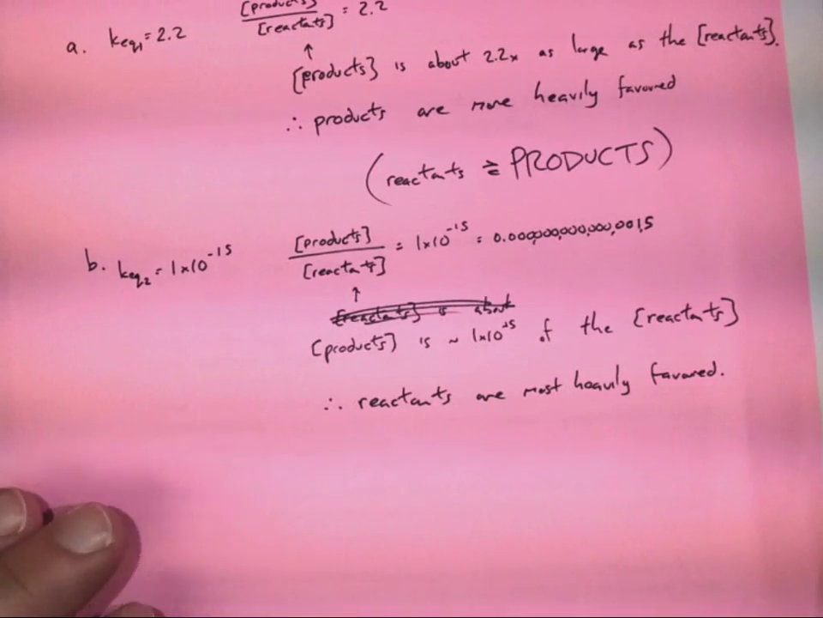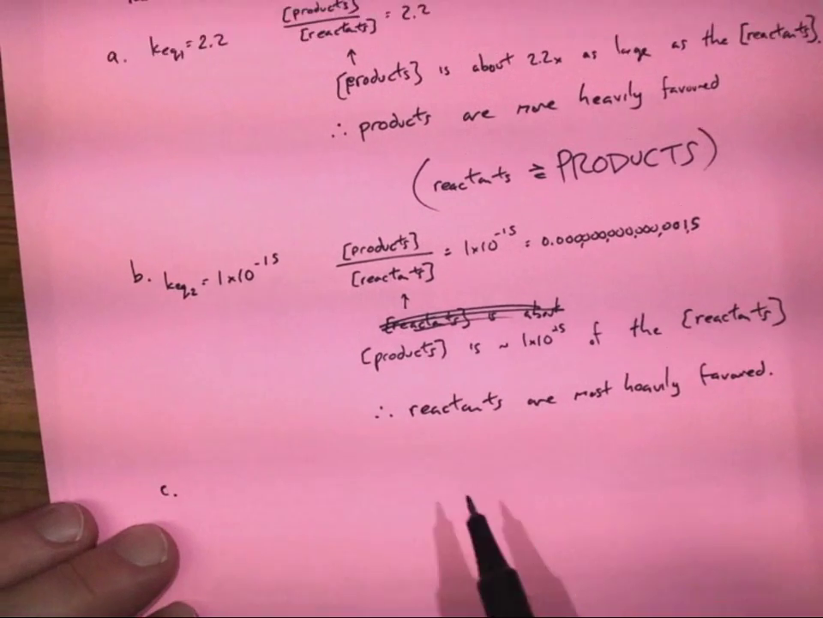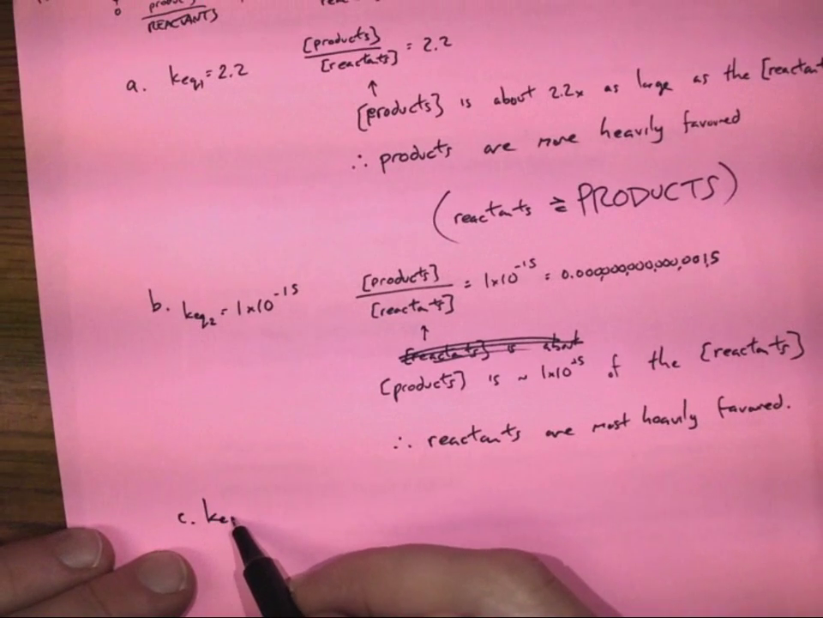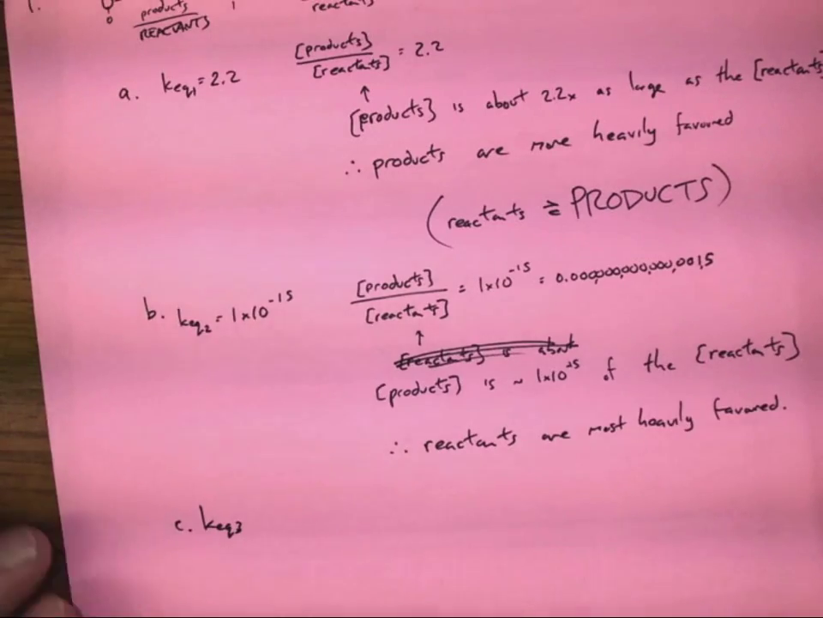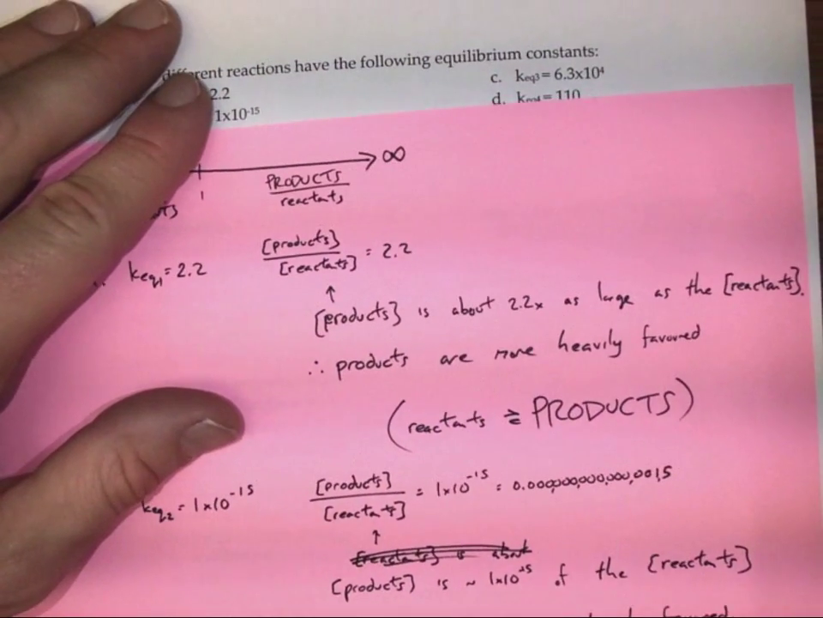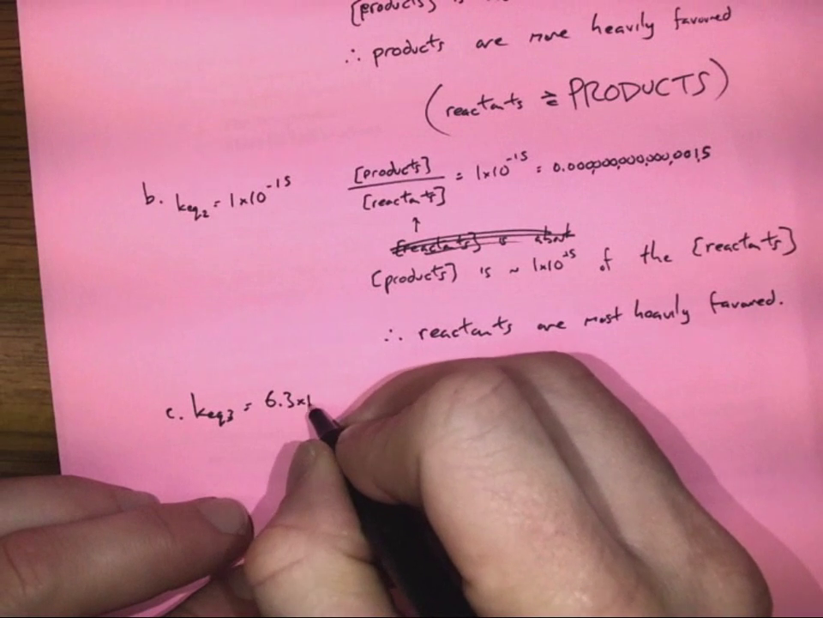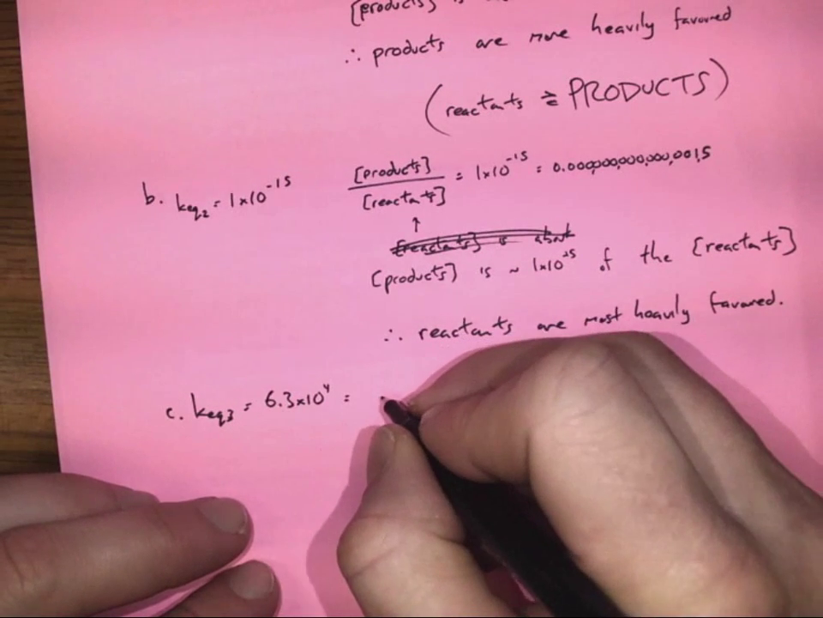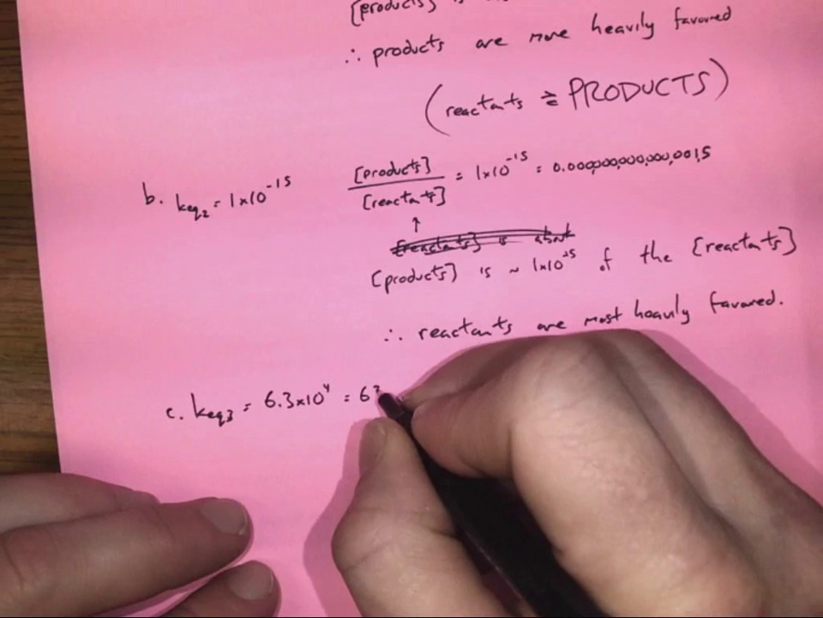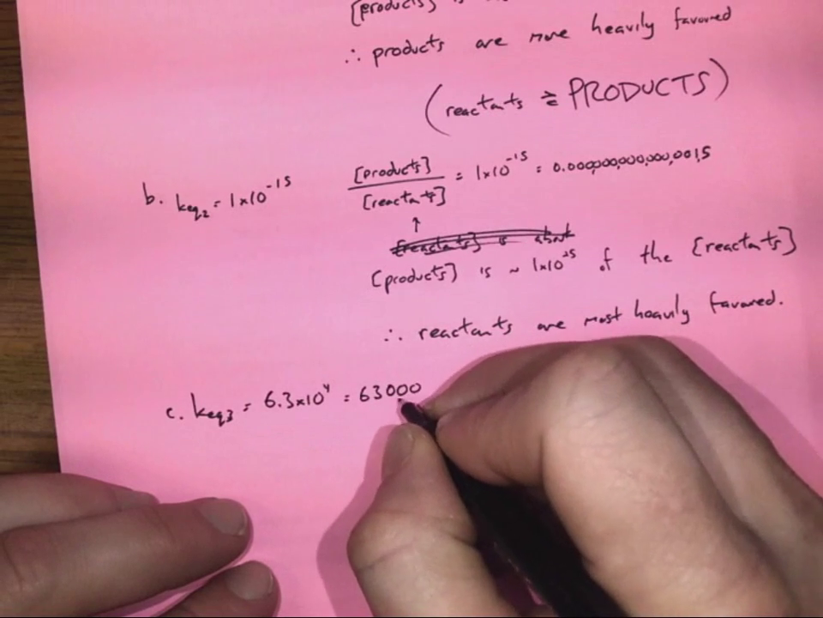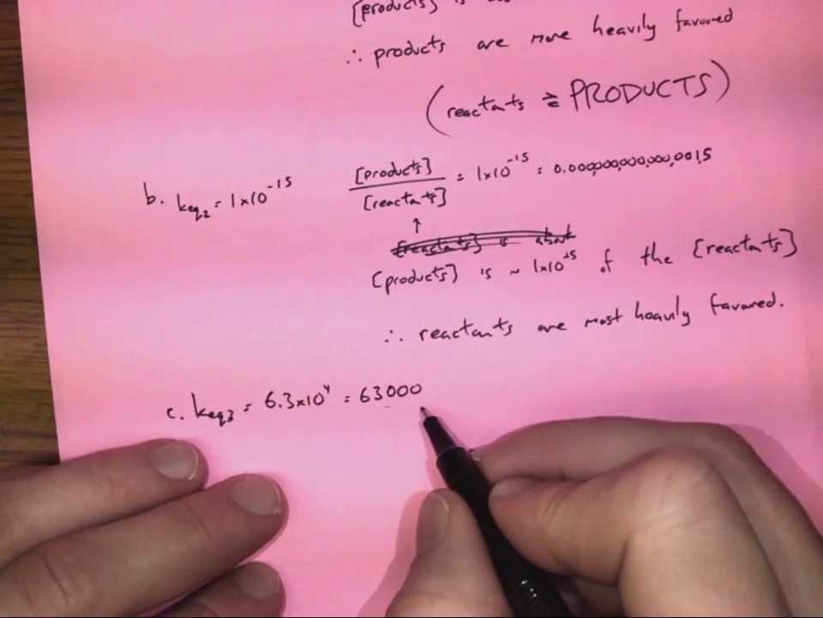All right. So C has a KEQ. That's KEQ3 of 6.3 times 10 to the 4. Which it's important to recognize is a large number. It's 63,000. Yeah. So it's quite large.